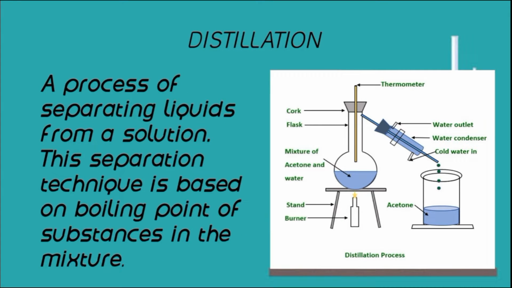Second is distillation. It is a process of separating liquids from a solution. This separation technique is based on the boiling point of substances in the mixture. So distillation is a method to separate homogeneous liquids like water and alcohol. When heated, the liquid with the lowest boiling point will evaporate first. In the case of wine, which contains water and alcohol, the alcohol will evaporate first because its boiling point is at 78 degrees, while water boils at 100 degrees.